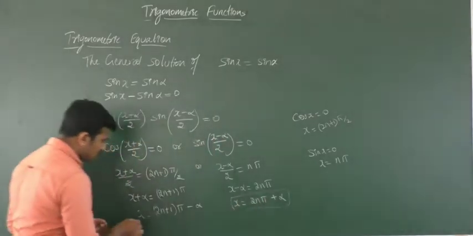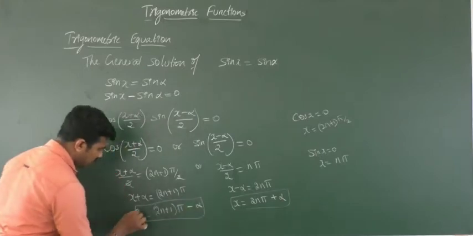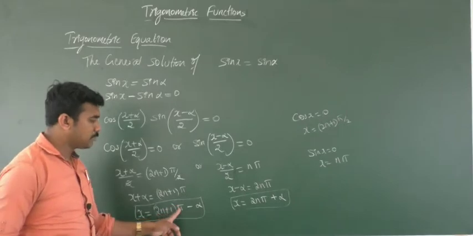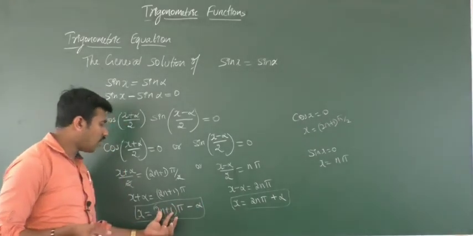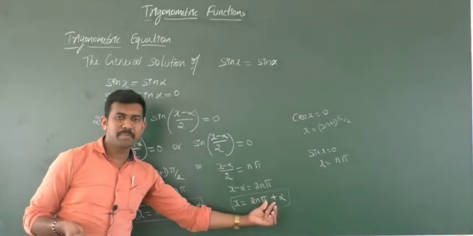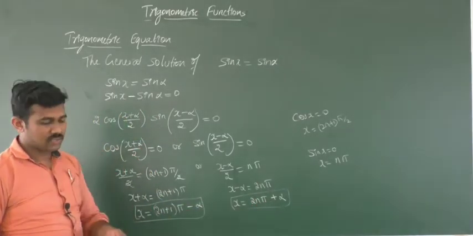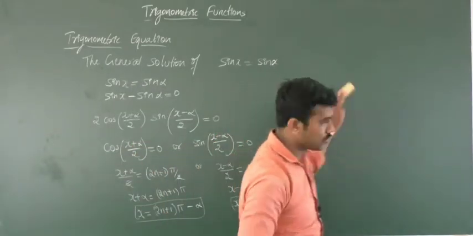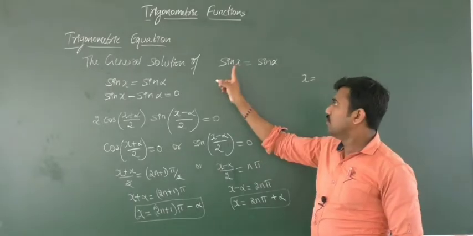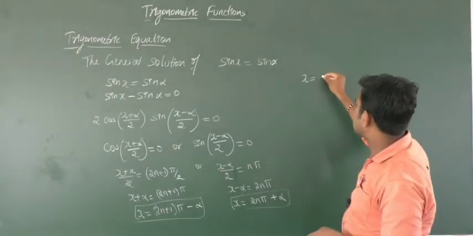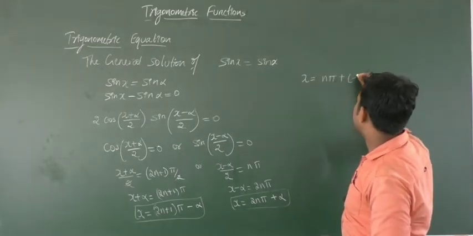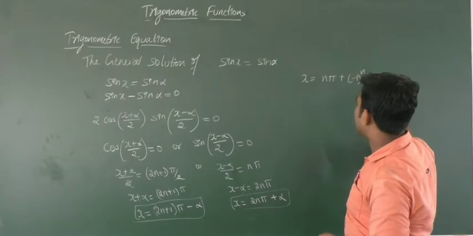So you got two solutions, meaning either x is equal to (2n plus 1) into pi minus alpha, meaning an odd integral multiple of pi minus alpha, or here an even integral multiple of pi plus alpha. So here, by combining those two, we can rewrite the x value as n pi plus minus 1 to the power n into alpha.